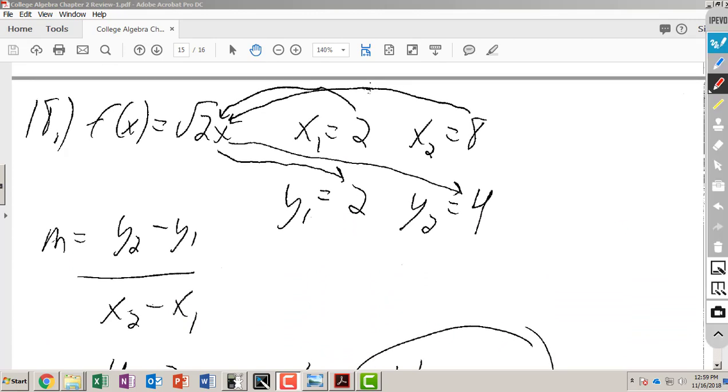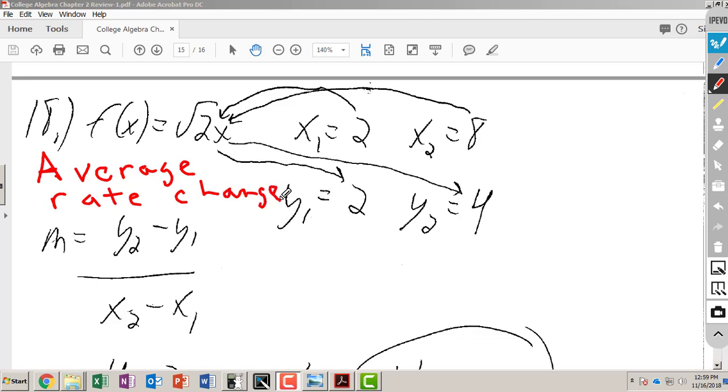On number 18, the directions say find the average rate of change for the function from x sub 1, which equals 2, to x sub 2, which equals 8. So remember the definition of your average rate of change. Whenever I hear the word average rate of change, just remember that's the same thing as your slope. Average rate of change is the exact same thing as slope.